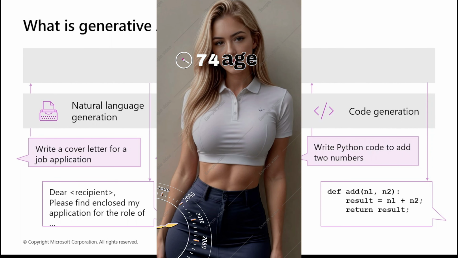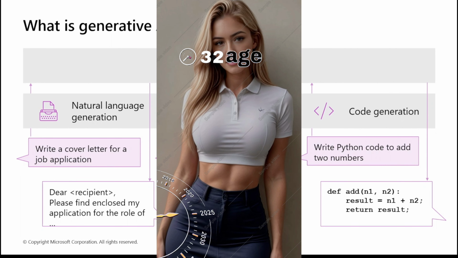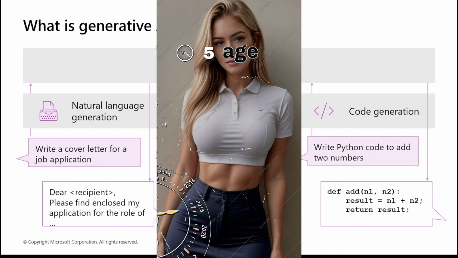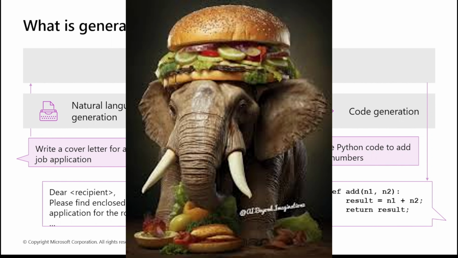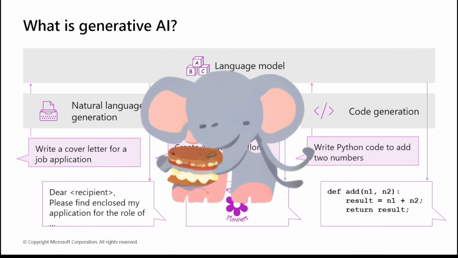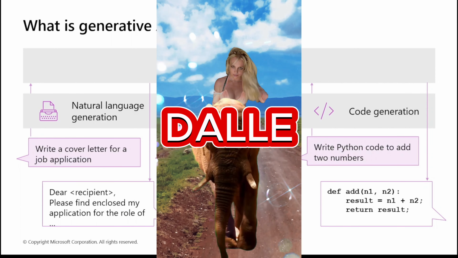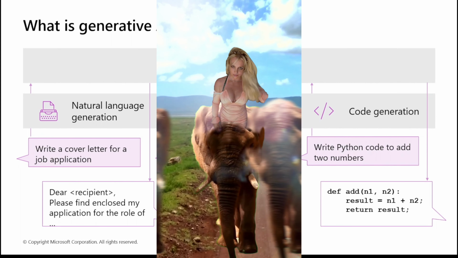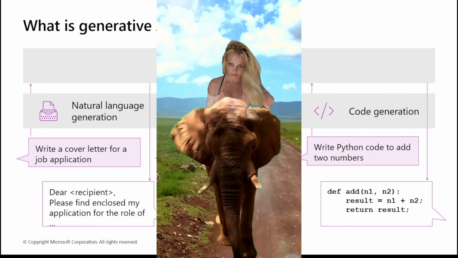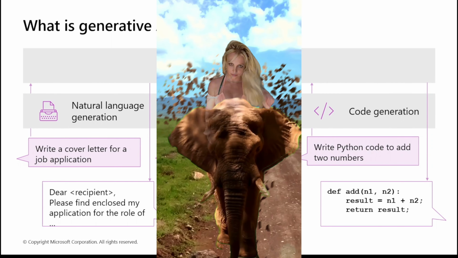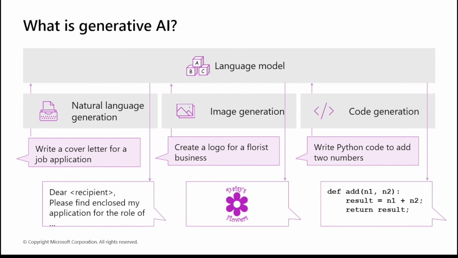Image generation. Some generative AI applications can interpret a natural language request and generate an appropriate image. For example, you might want to create an image of an elephant eating a burger, or create a logo for a florist business. So when you go to ChatGPT, there's a tool called DALL-E, or there are so many tools out there, obviously, that you can use to generate an image of anything. Whatever you can think of and whatever your imagination is, you can make an image out of it.